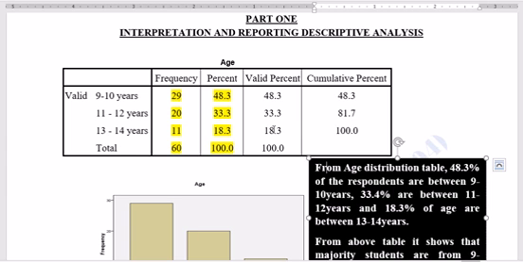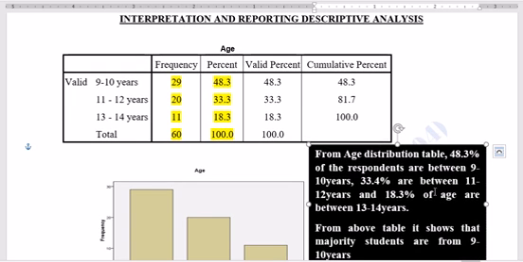Now from this place you can have your conclusion. We are looking at this percentage. It's telling us that the majority of the respondents I have in this class during this questionnaire or test are the students between 9 and 10 years, because that percentage is more than the percentage between 11 and 12 and 13 and 14. Therefore, I can conclude and say, from the table above, it shows that the majority of students are from 9 to 10 years.